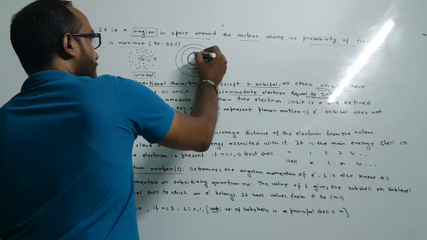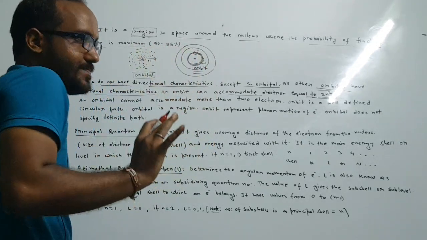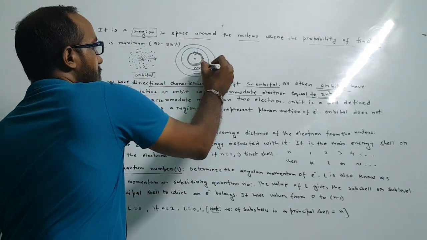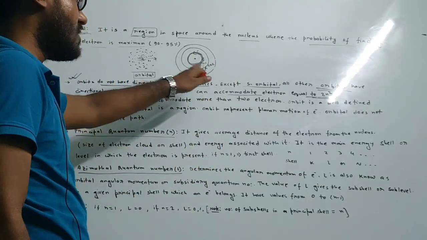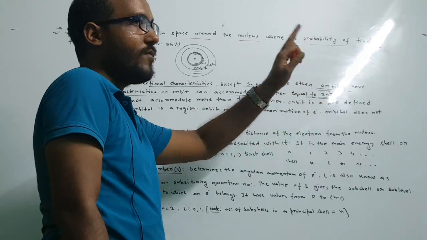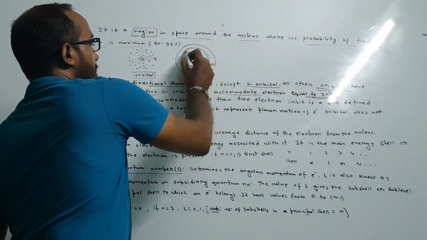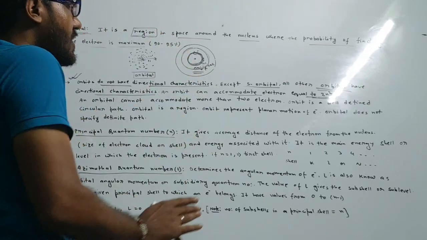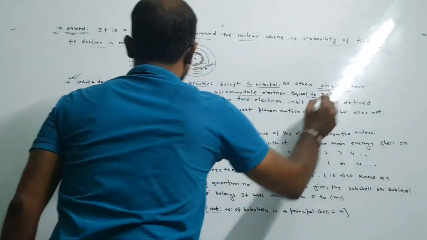That means in the innermost orbit you can find only 2 electrons. Let us say n equals 2, second orbit. How many electrons can be accommodated in the second orbit? 2 square is 4, 4 into 2 is 8. That means the maximum number of electrons that can be accommodated in the second orbit is 8. So this formula is extremely important.